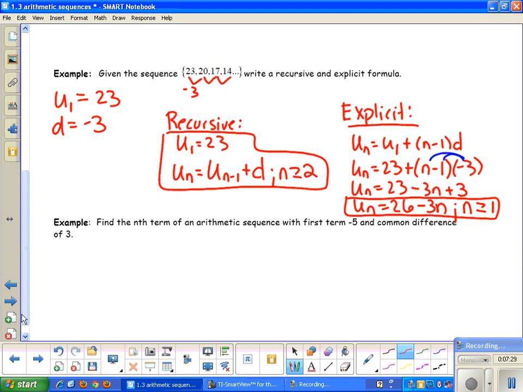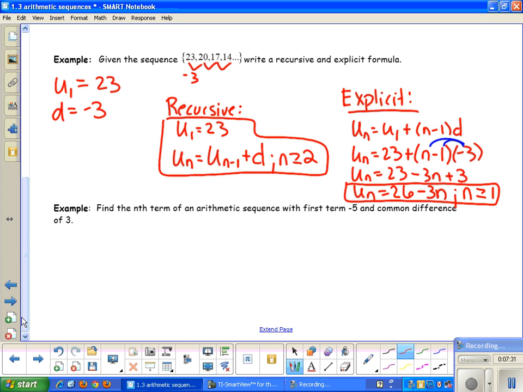For the next one, it says we want to find the nth term of an arithmetic sequence with the first term -5 and a common difference of 3. So I know my first term is equal to -5 and my common difference is equal to 3. So this time it just gave us that instead of actually giving us the sequence notation. So I would maybe pause it and see if you can write the two equations and then unpause it and we'll look at them together.